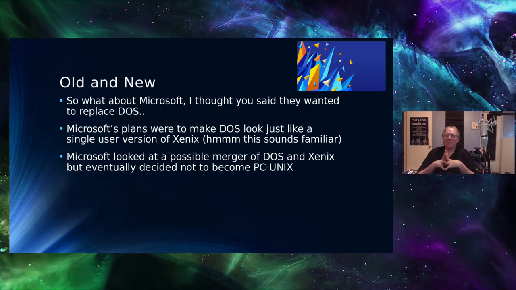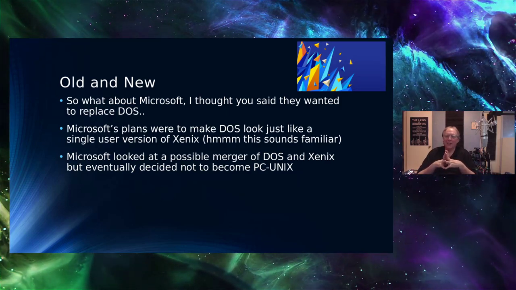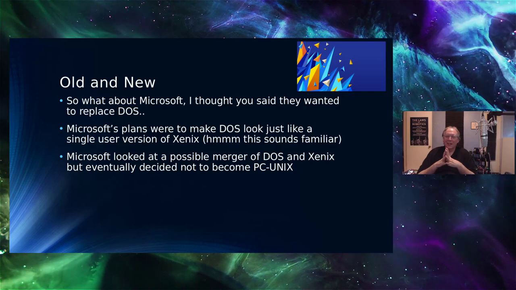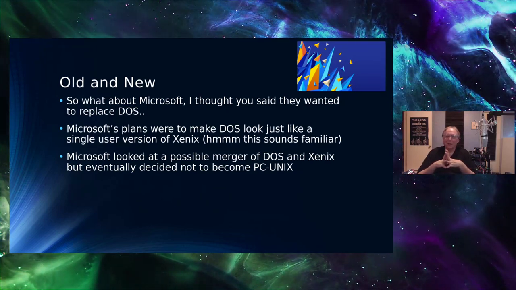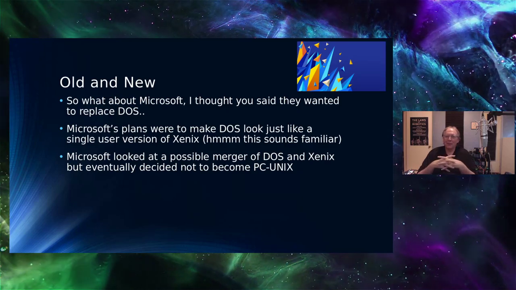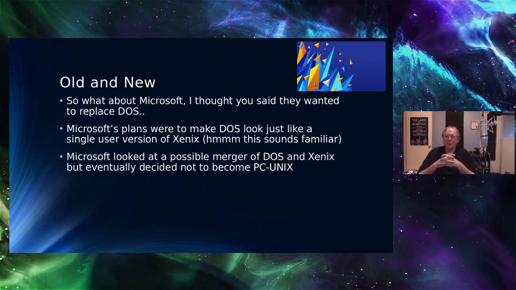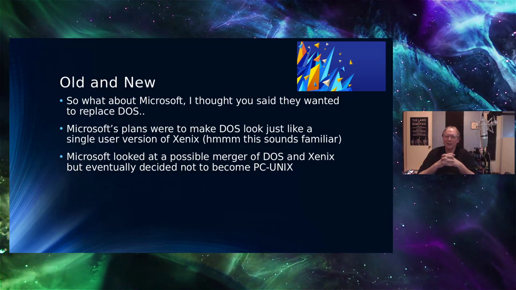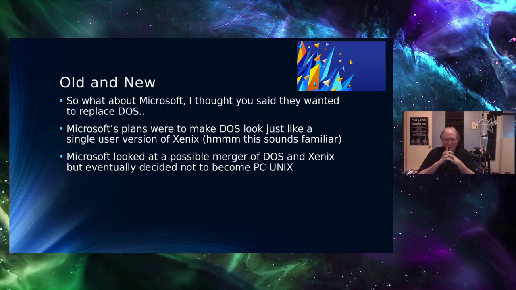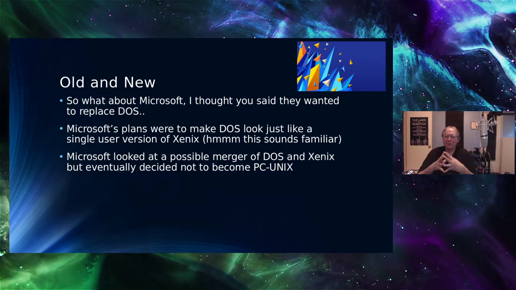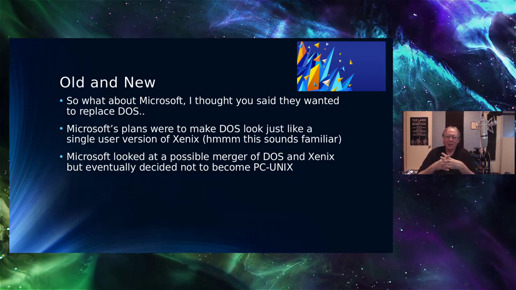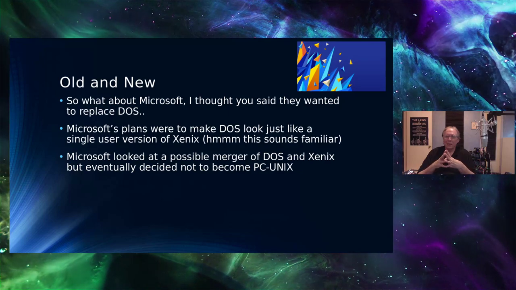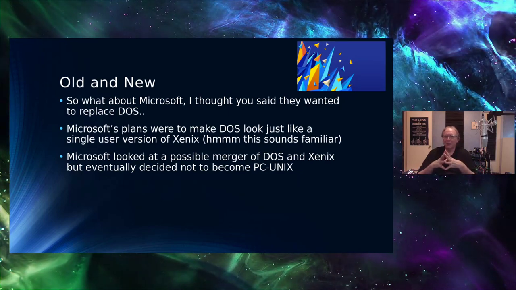They didn't want to break their gold mine in selling DOS, because that's where the application base was, and they didn't want to throw in a new operating system and then lose all their customers, because everybody was just going to stay on DOS anyway. And rather than look at a merger between DOS and Xenix, that would have taken too much effort. And they didn't want to become the PC Unix, I guess, was the problem.